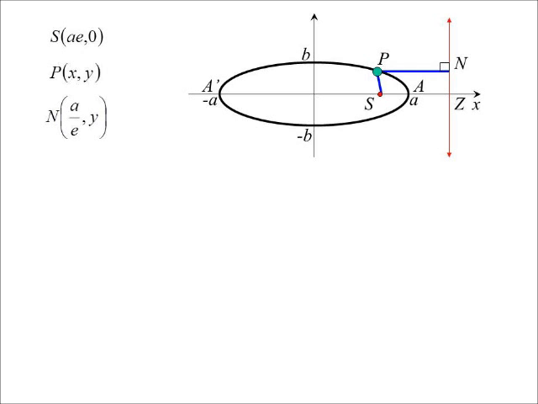Now let's find out an equation for the actual ellipse itself. There's our random point P, which I'll give coordinates x, y.